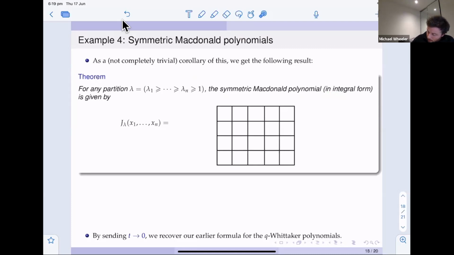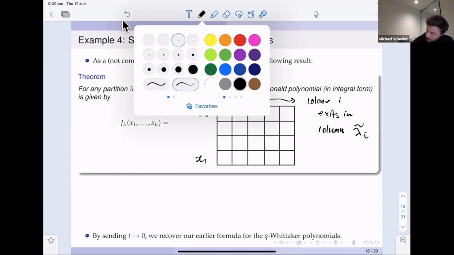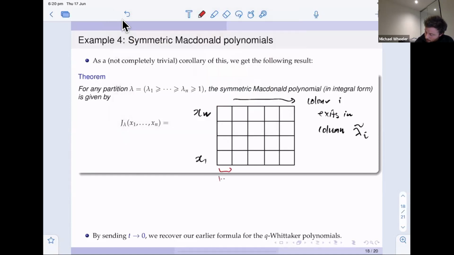And so the claim is now, I set things up as follows. So I have x1 up to xn. And again, I'm going to have my partition that lives along the top. So again, you'll have that color i exits in column lambda tilde i. So this is using this lambda tilde, which I defined in the previous lecture. So please revisit that if you need to see what this means. And the boundary conditions, all of the colors here, 1 up to n, they all enter in this column. So I have this sort of thing.